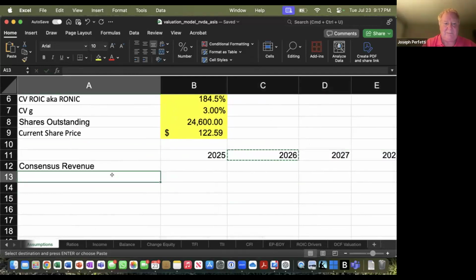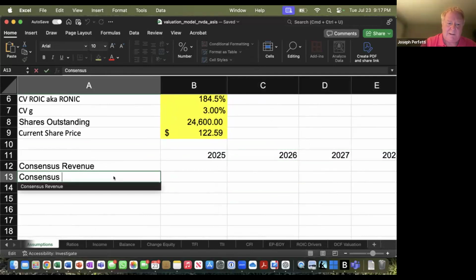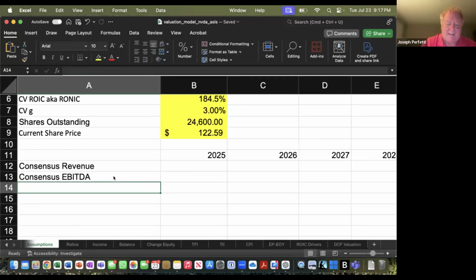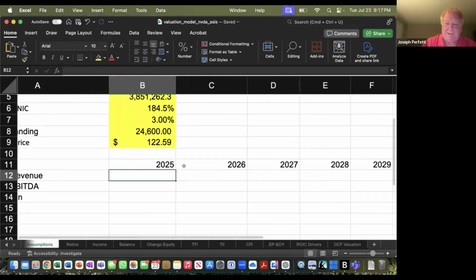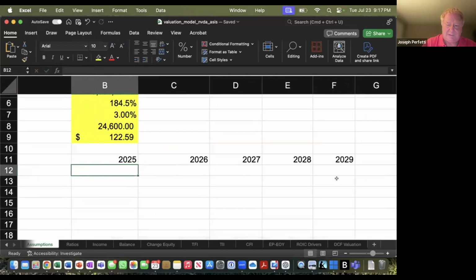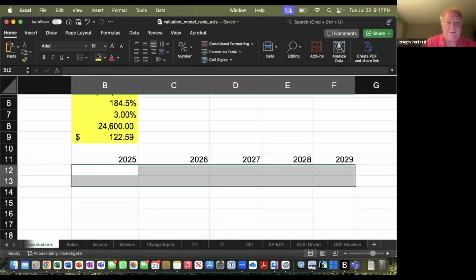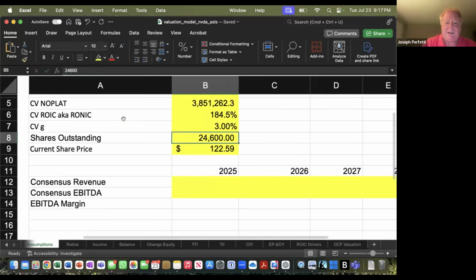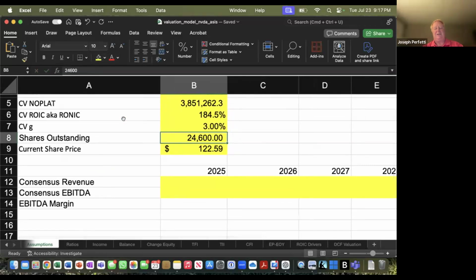And we're going to put in the consensus EBITDA, and that's going to get us the EBITDA margin. These numbers will be in yellow because they're coming directly off of the EEO screenshot.